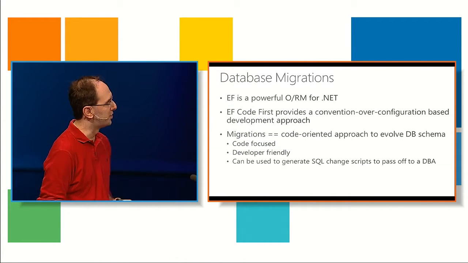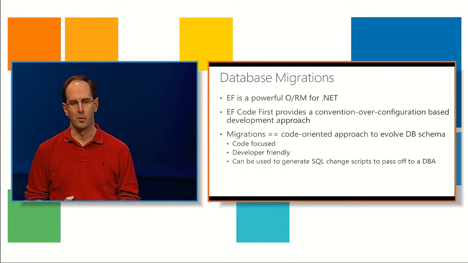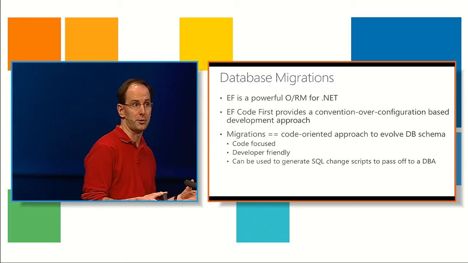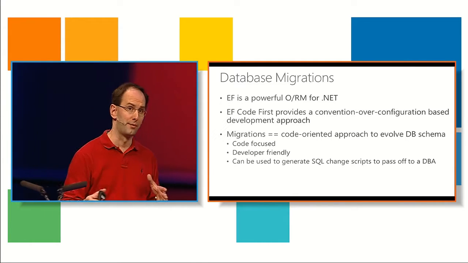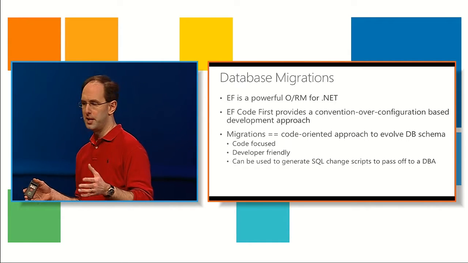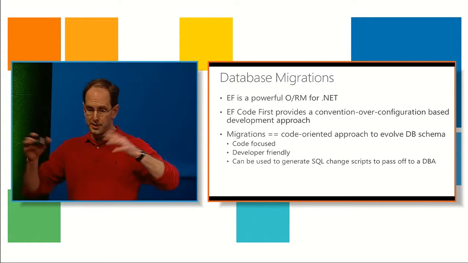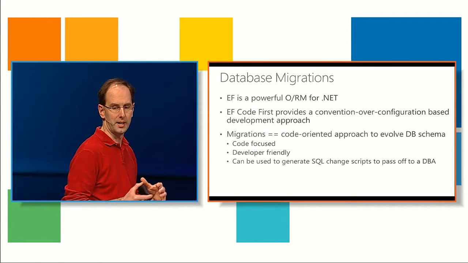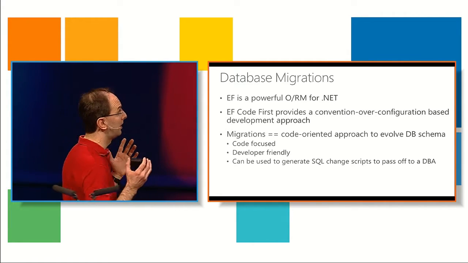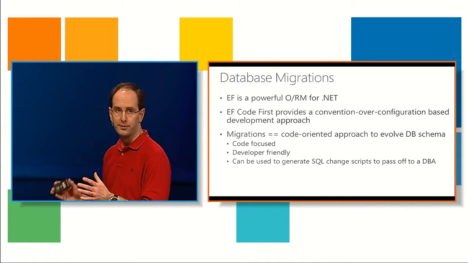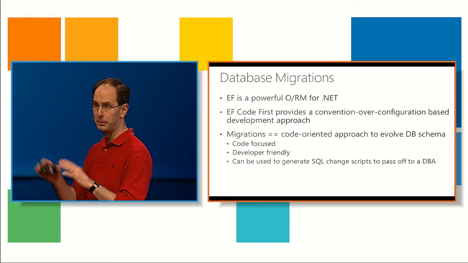So one of the other features that's new in MVC4 is support for what we call database migrations. One of the things we did in MVC3 is we shipped EF code first by default with the tooling update that we did last spring. EF code first is a really nice iteration of the Entity Framework ORM. It supports a conventional or configuration-based object relational mapper.